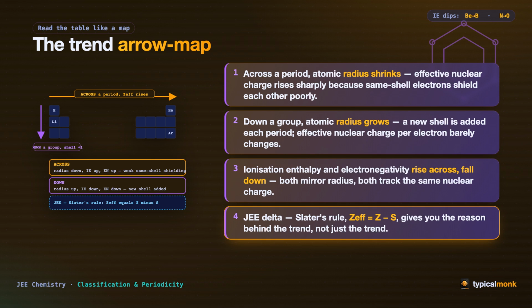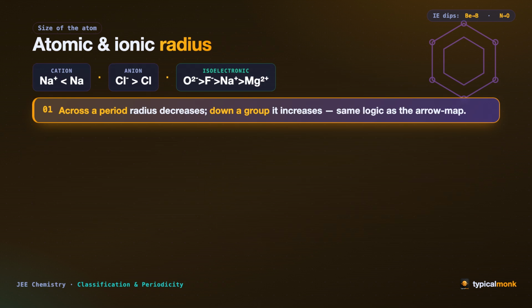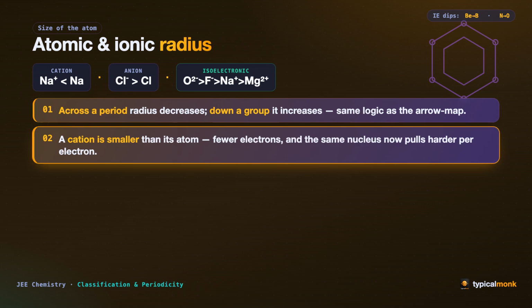And here is the JEE Advanced delta that lifts you past Neat. Slater gave us a rule to estimate that pull. Effective nuclear charge equals the atomic number minus a shielding constant called S. Learn to reason with this rule, and you can defend every trend, not just recite it. Now let us look at size more closely, because ions behave differently from atoms. First, the trend we just met. Across a period the radius decreases, and down a group it increases. Same logic as the arrow map. So you already own this one.